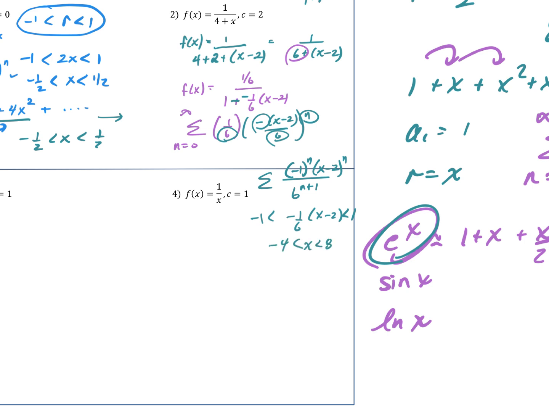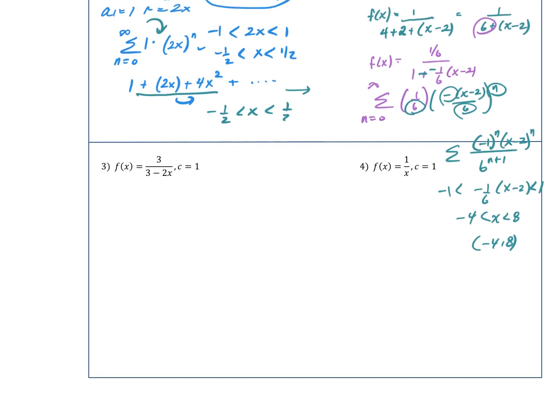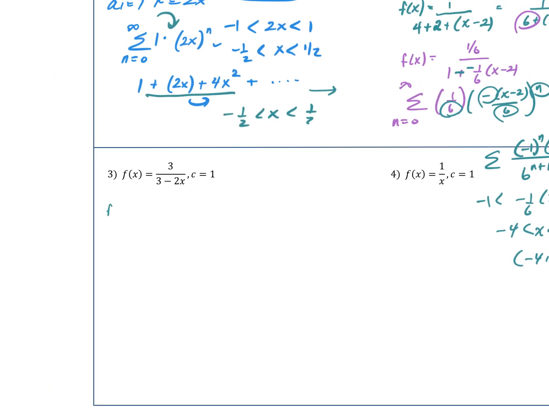So my interval of convergence would be negative 4 to 8. And then hopefully the center falls smack in there, which it does, okay? All right, for number 3, again, we just need to manipulate it a little bit. So center at 1, so let's start with that. So it's going to be 3, so minus 2, and then x minus 1.